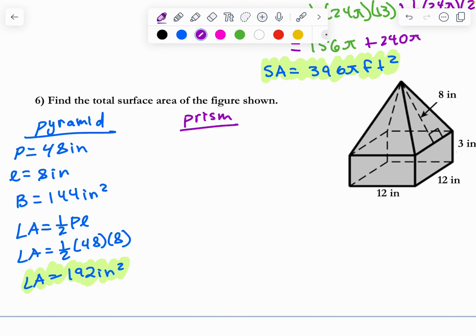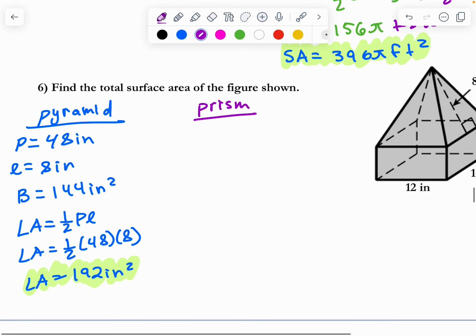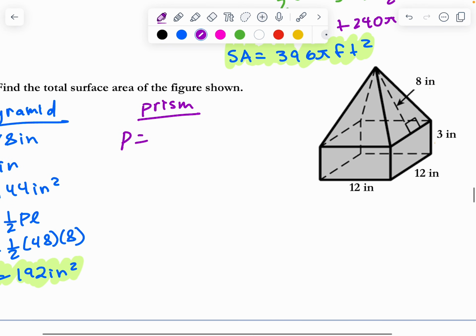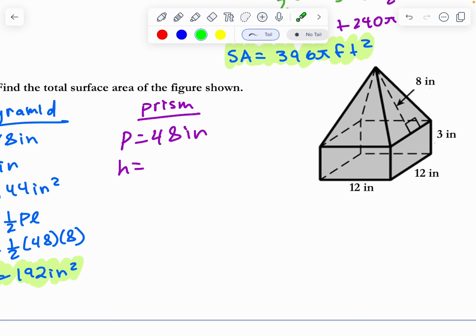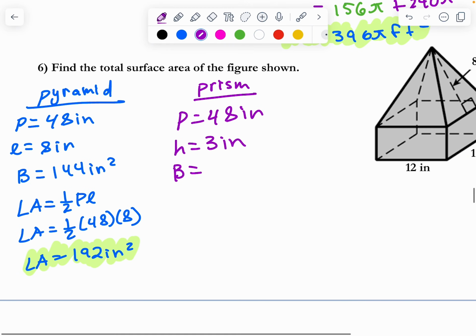So prism. All right, here we go. Perimeter is equal to the same thing as the pyramid, 48 inches, right? 12 plus 12 plus 12. My height for this, well, it was given. It's 3 inches. And then my base, well, we already found our base. The base of the pyramid is the base of that prism, so it's 144 inches squared.